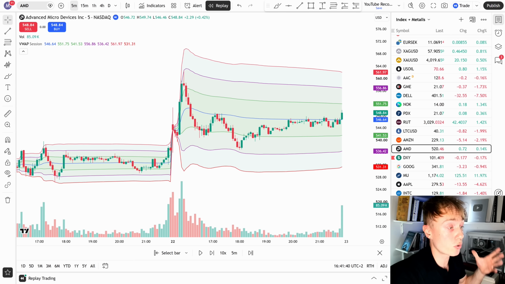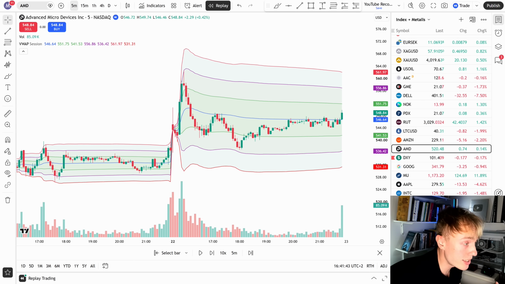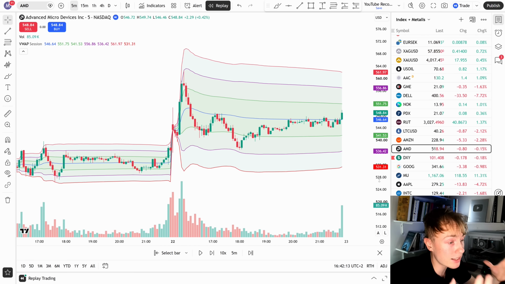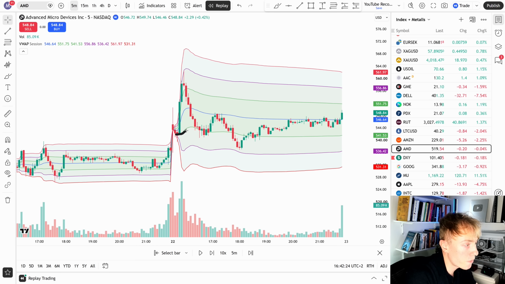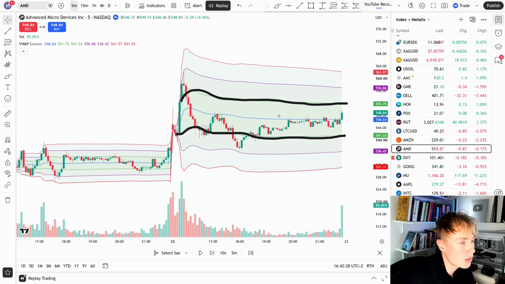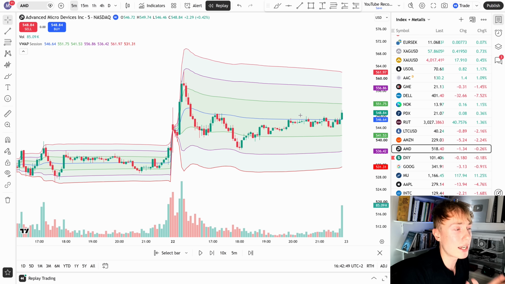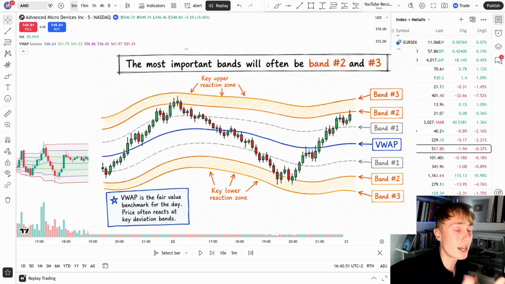And now you might of course wonder, how do we actually use these bands? How do we trade using these bands? Well, these bands can be used to trade both pullbacks and reversals. And the first band here is often used for frequent pullbacks. So this is a common level for the price to pull back. And as you can see, for example, right here, the price touched the band and we saw a little pullback. But the most important bands will often be band 2 and band 3.